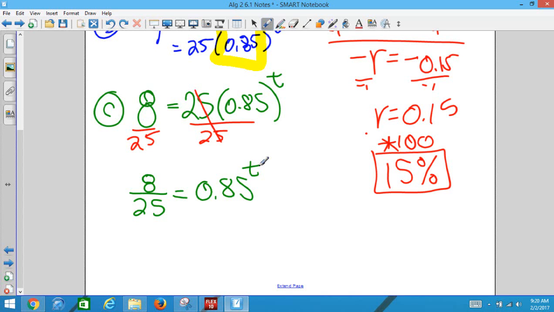So if you don't know what logs are, how are you going to solve for this? There is a way to solve for t we haven't learned yet. We're not learning until next week. So what are we going to do? Leave it? No, we're going to find an approximate answer. How are we going to do it? You can't take the t through when you don't know what t is.